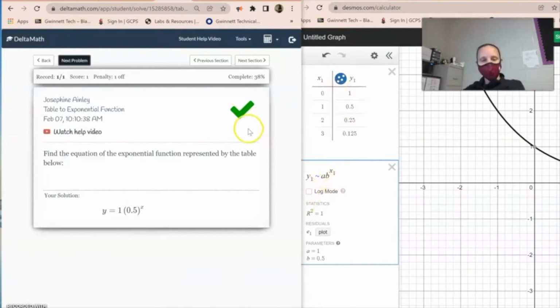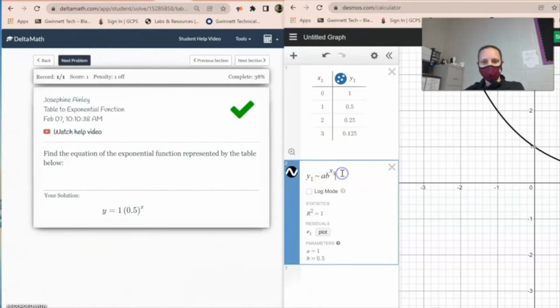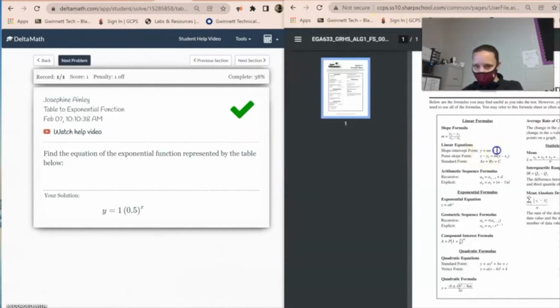And while I'm on this, for any table, you can go to exponential or you can go to linear. So for linear, you'd use this equation and it will give you m and b. Or you can go to quadratic and put this equation in right here, and it will give you a, b, and c. So it's the same process for every single table.